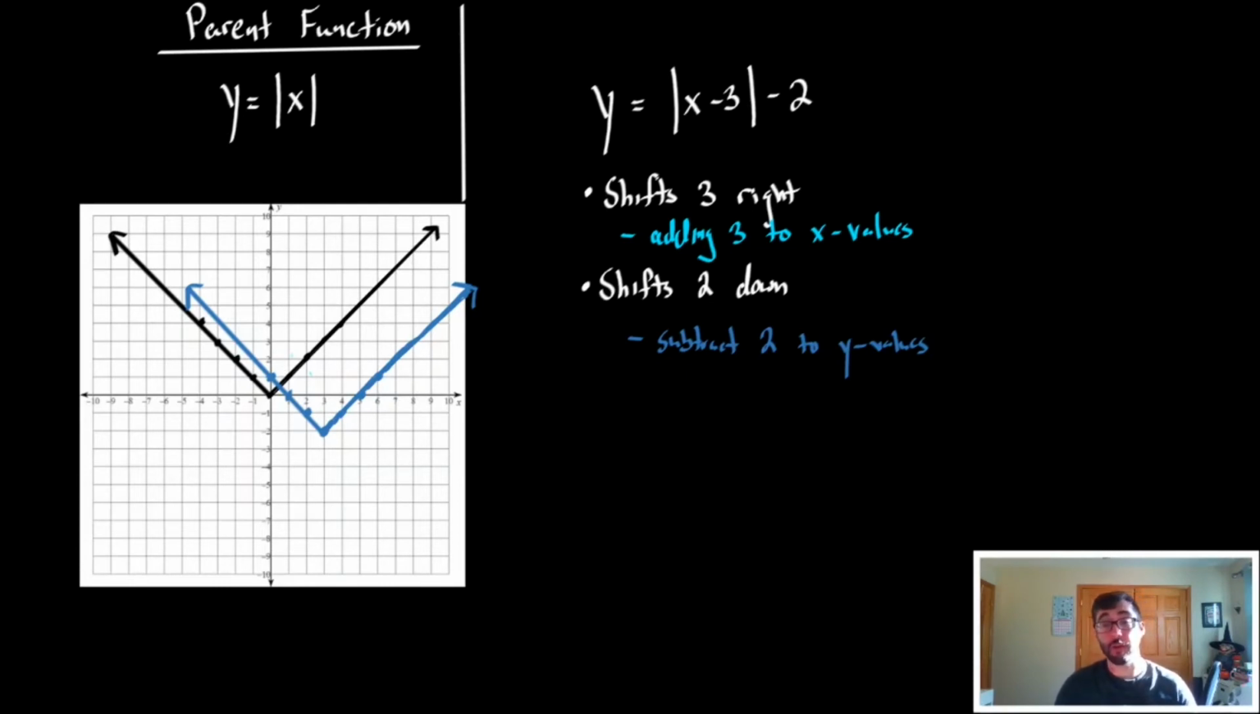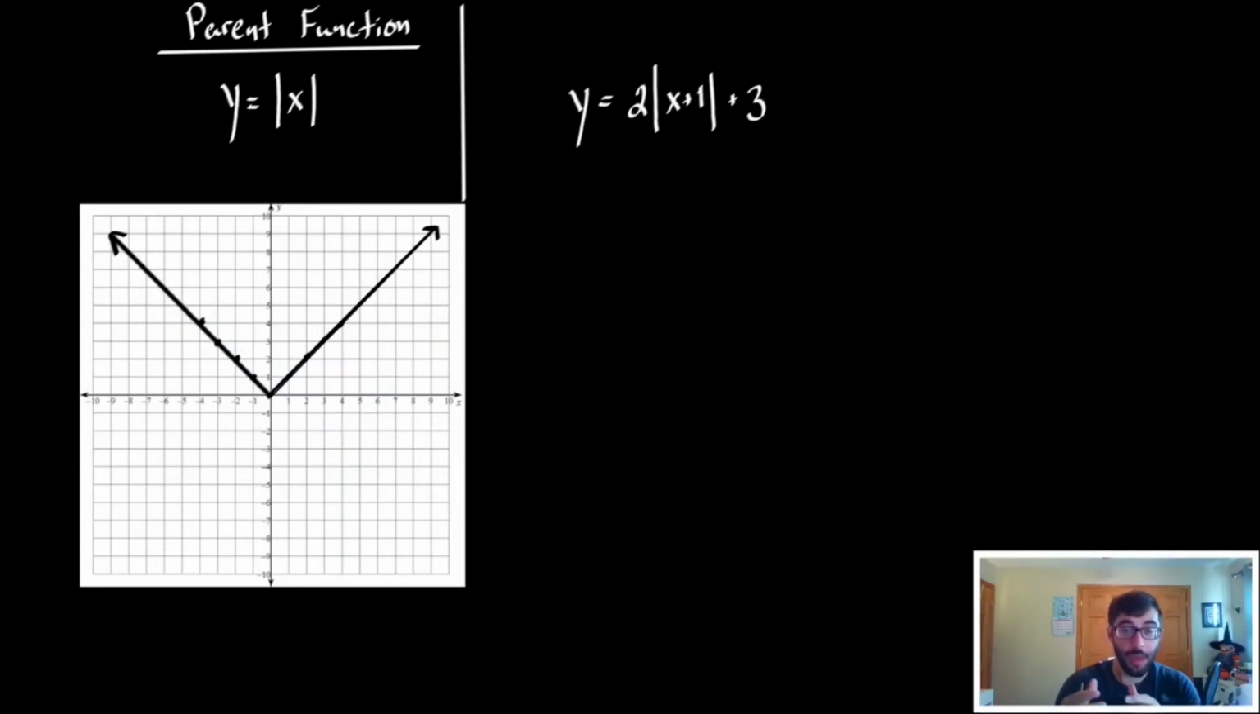Now, the next transformations I want to talk about are vertical stretches and compressions, as well as the reflection over the x-axis. So let's take a look at one of those examples. So we have a new example here, and in this problem, I do see 3 transformations now, because I see a 2 multiplying outside, I see a 1 adding inside, and I see a 3 adding outside. So those are going to be 3 transformations.